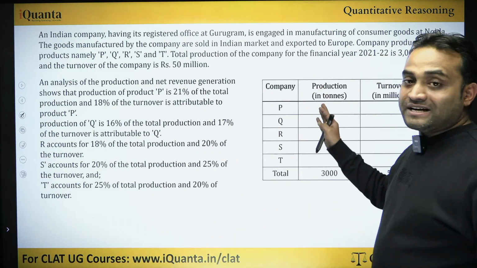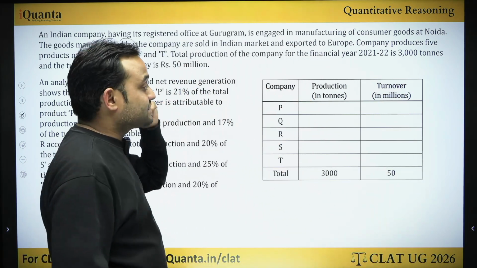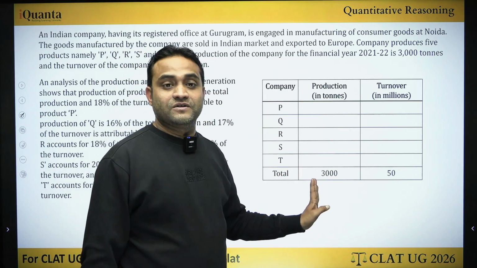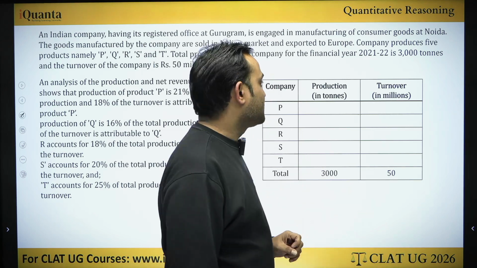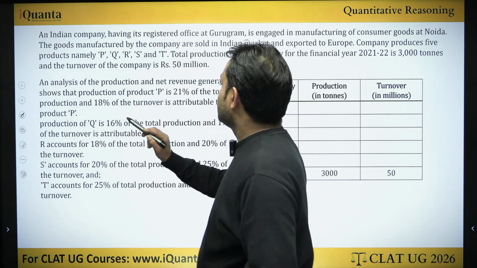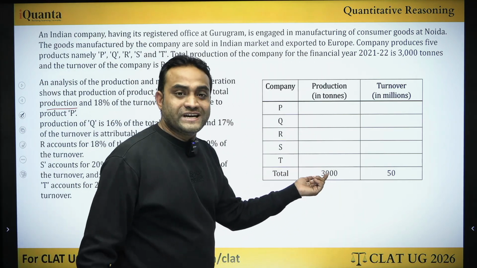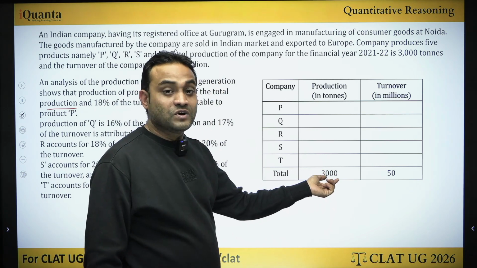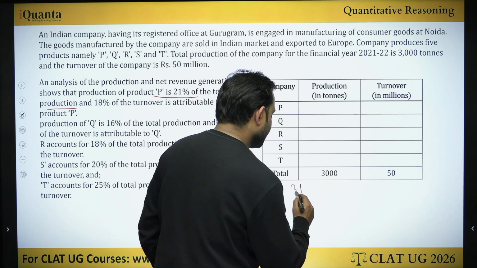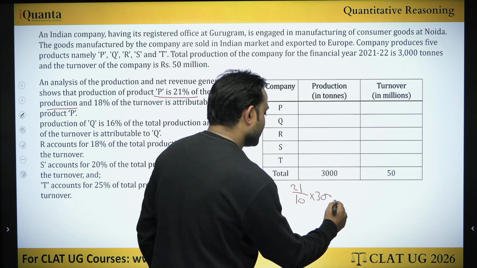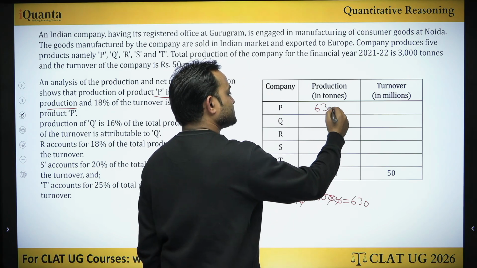So company PQRST, it's advisable to make a table like this when situations like this are given. Total production is given, which is 3000 tons. Total turnover is given, which is 50 millions. Now, it says that production of P is 20% of the total production. What is 20% of 3000? It is 20 by 100 into 3000, so this is cancelled out. This will be 600. So we can put 600 here.